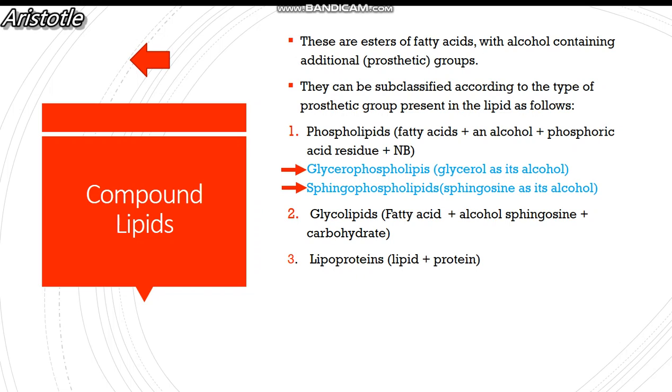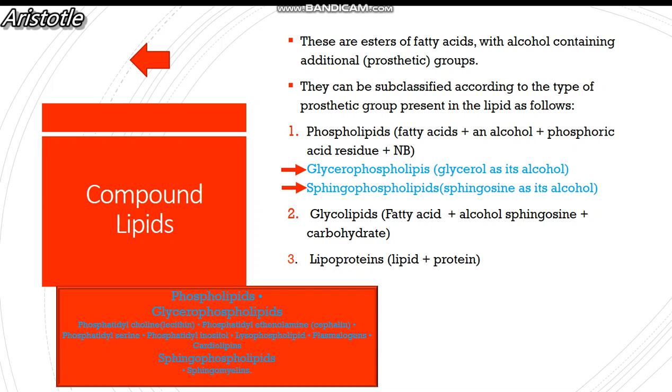Now, when we classify the phospholipids, we found out that we can classify them based on the type of alcohol. When the alcohol is glycerol, we call it the glycerophospholipids. And whenever it is sphingosine, we call it the sphingophospholipids. So the phospholipids are divided into two: glycerophospholipids and sphingophospholipids. Now let's talk about the glycerophospholipids.